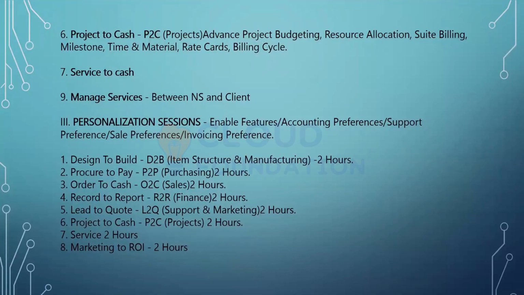As part of this, we cover enable features, accounting preferences, support preferences, sales preferences, and invoicing. If I'm dealing with design to build and procure to pay, I deal with enable features and accounting preferences related to procure to pay and design to build only. Suresh will enable features and accounting preferences related to order to cash and record to report. Likewise, every consultant would enable and disable certain features based on the customer's requirement. And these things are documented.